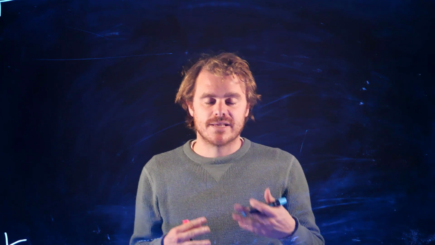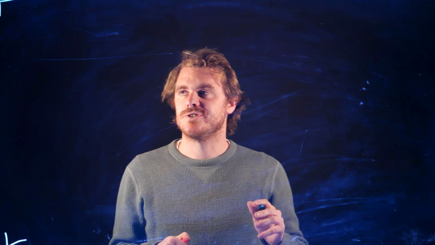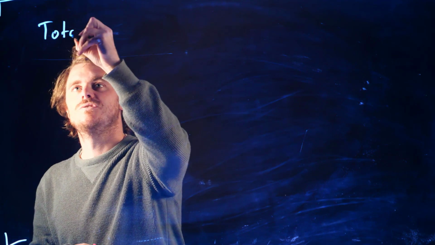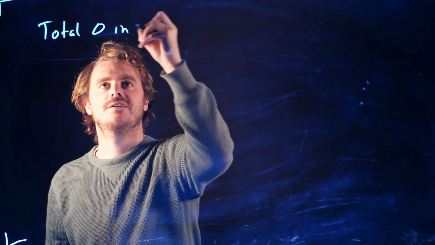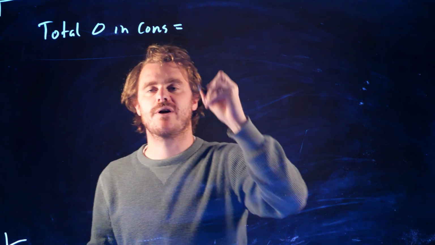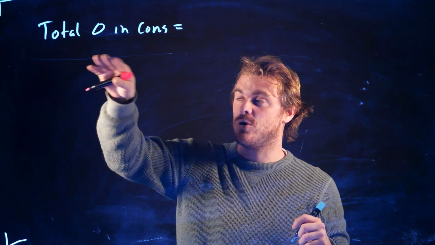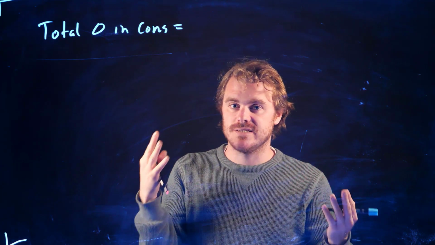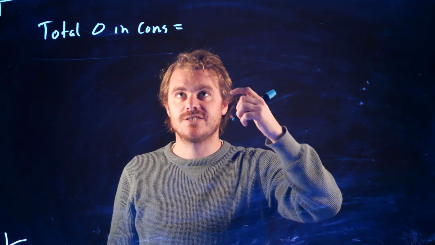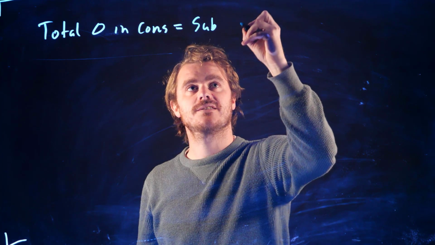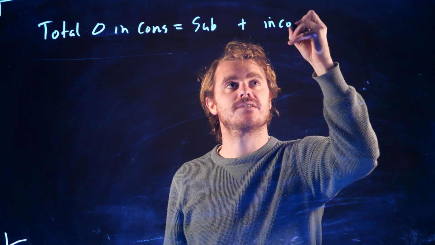All right, so let's graphically look at the income and substitution effect. But I just want to be clear here that the total change in consumption of a good from a price change. So a price change is causing this total change in consumption of, let's say, tacos. And this total change is a result of the substitution effect plus the income effect.